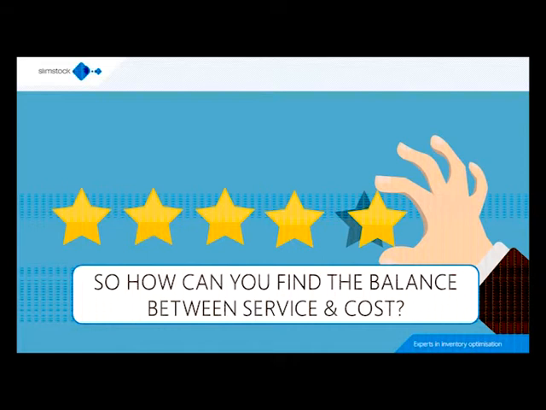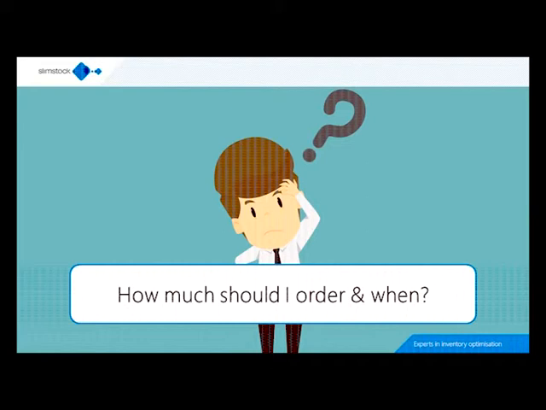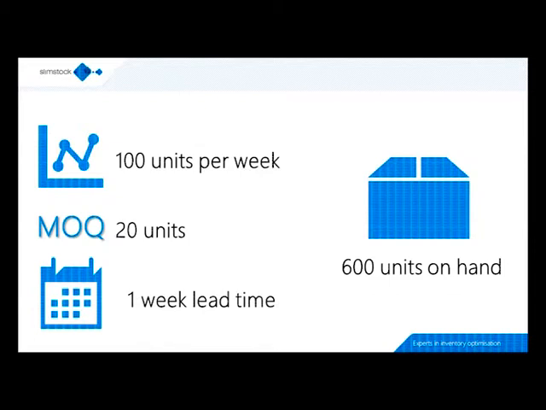So how can you find the balance between service level that you want to achieve and the cost of goods that we're going to hold? I guess the first question we need to ask is, how much do I order and when? If I look at this scenario, for example, we've got 100 units per week of demand. The minimum order quantity on this product is 20 units, and I've got a 1 week lead time from the supplier. If I've got 600 units on hand, how many or when do I order this product?